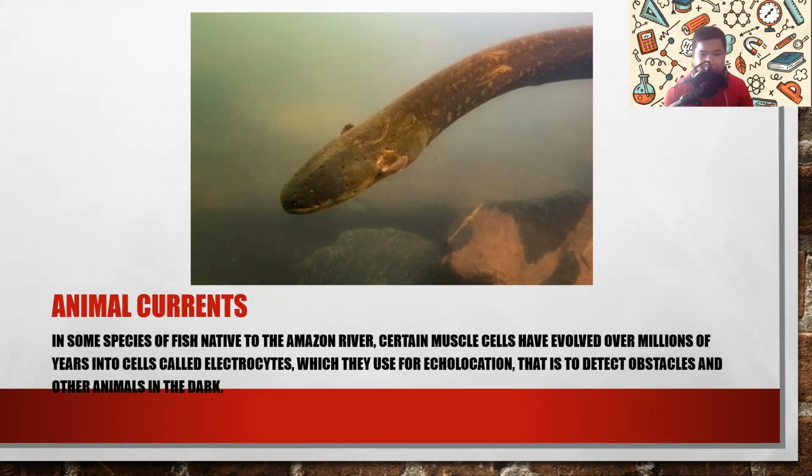But they use echolocation. They use some sort of electricity in order for them to see, because when animals cannot have sunlight, they cannot see. So the animals, they evolved. They use echolocation. It's like they have eyes, but through the use of electricity.